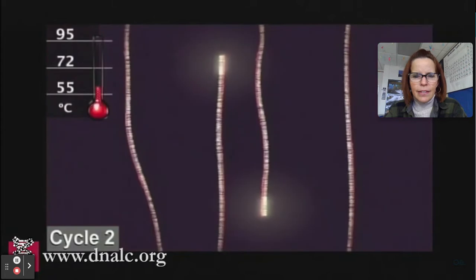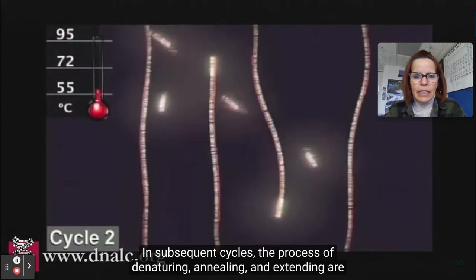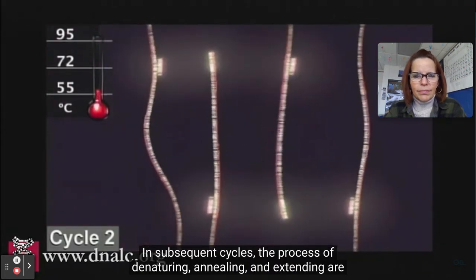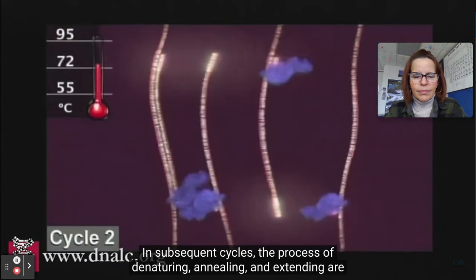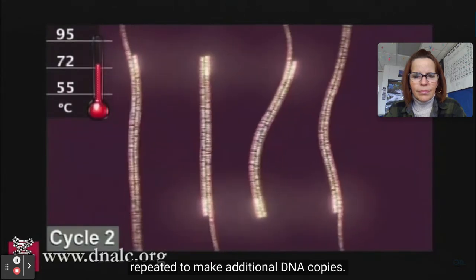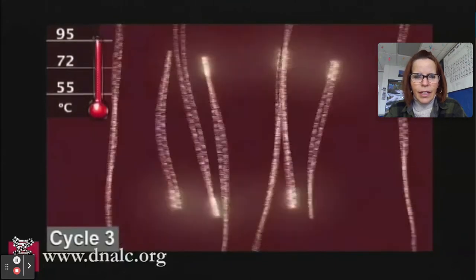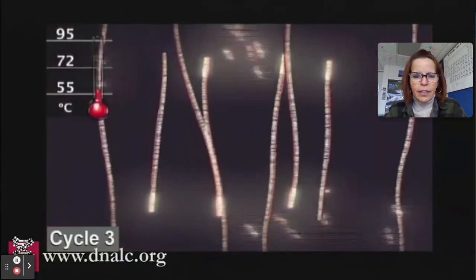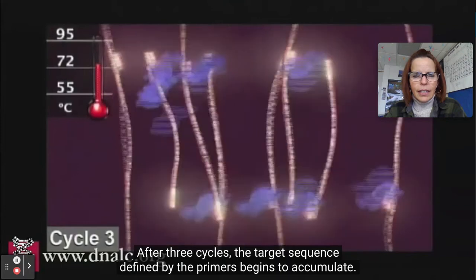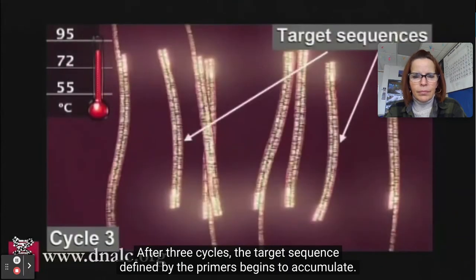They heated. They're going to add primers. Cycles, the process of denaturing, annealing, and extending are repeated to make additional DNA copies. Heating, add the primers. There we go. After 3 cycles, the target sequence defined by the primers begins to accumulate.